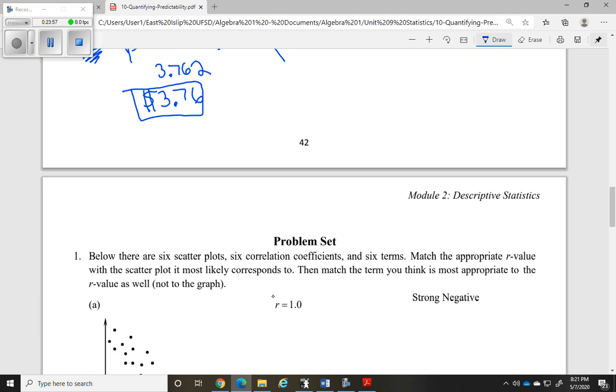And that's that. So today, not so bad, hopefully, as long as you understand how to find your correlation coefficient and you know that the closer it is to 1, the stronger it is.